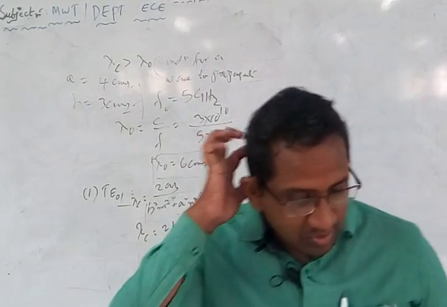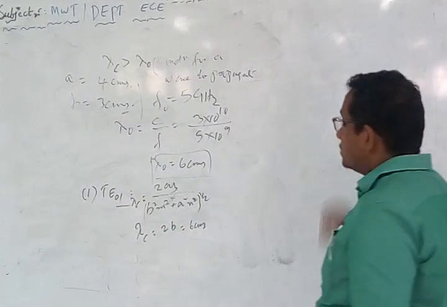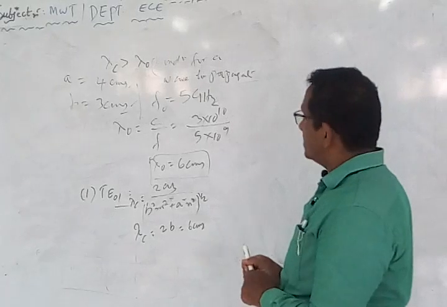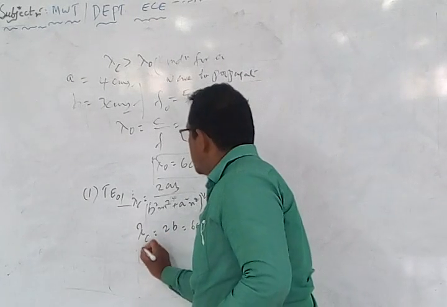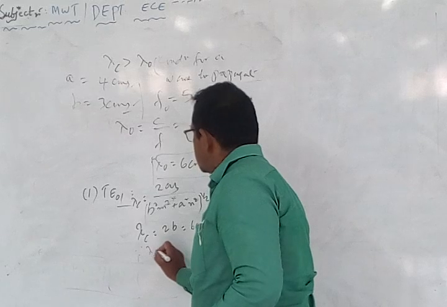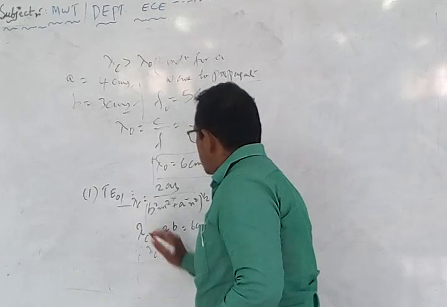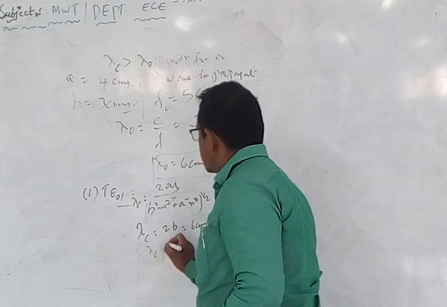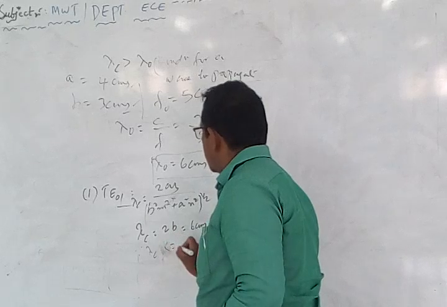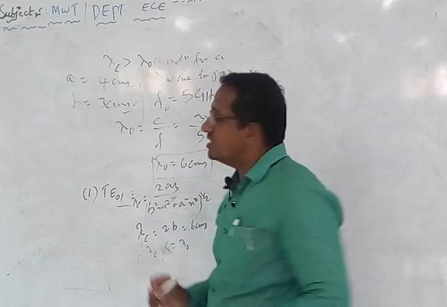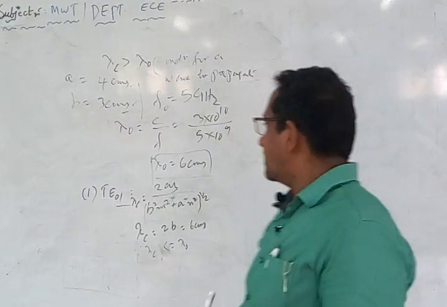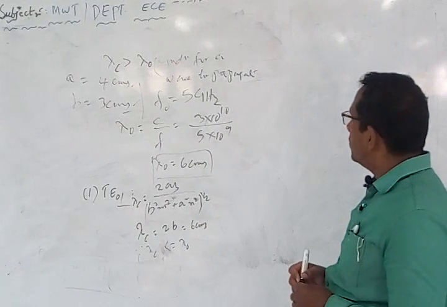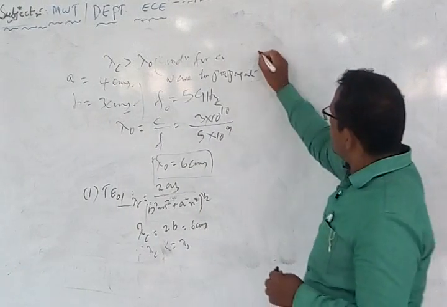Now, is lambda c greater than lambda naught? It is equal to lambda naught. Since lambda c is not greater than, it is less than or equal to lambda naught, the TE01 mode is not going to exist in the waveguide as per the problem given to us.